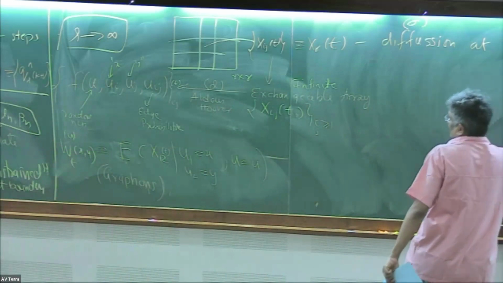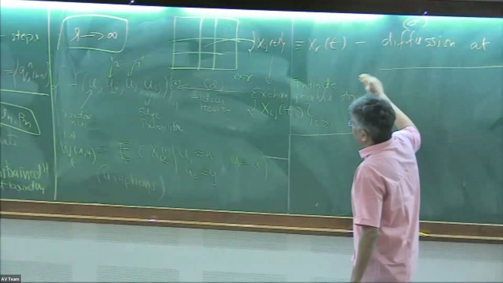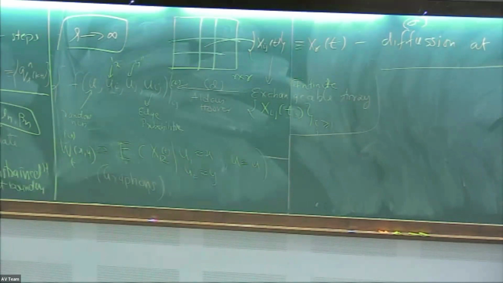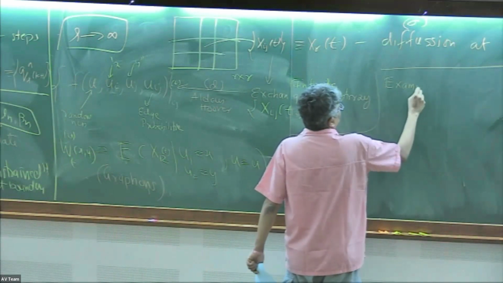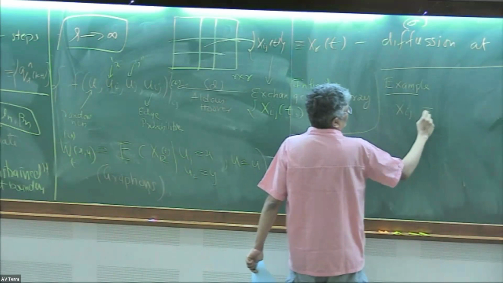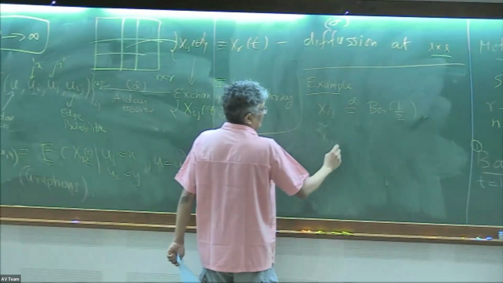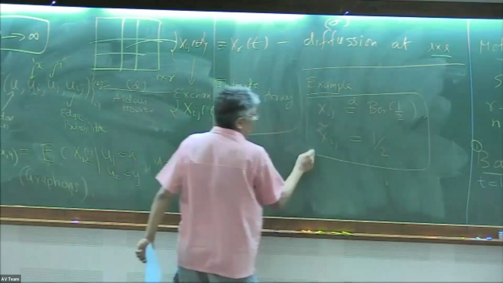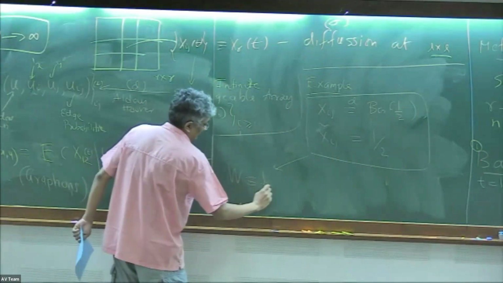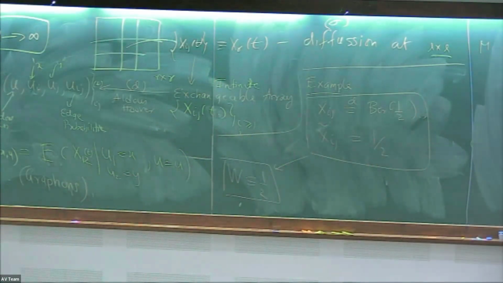This I will go over quickly because I'm running short of time. This correspondence is not one-to-one. A simple example: if I take the X_ij's all to be IID Bernoulli half, or I take X tilde_ij's all to be the constant function half, they both correspond in this setup to the graphon that is constant half. So you lose the one-to-one correspondence between exchangeable arrays and graphons. There's a fix for getting around this.